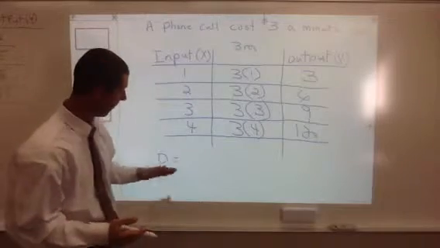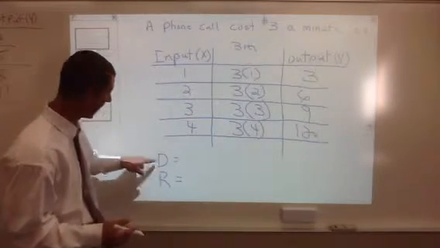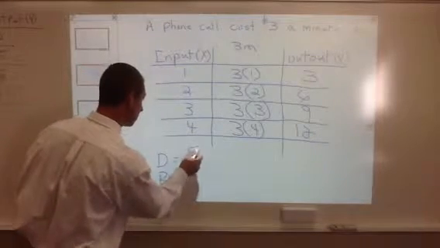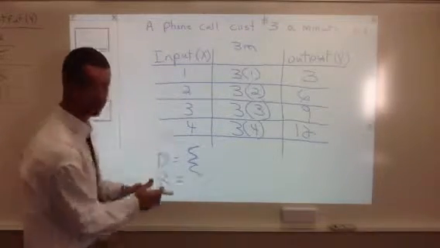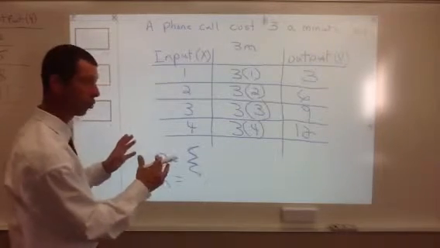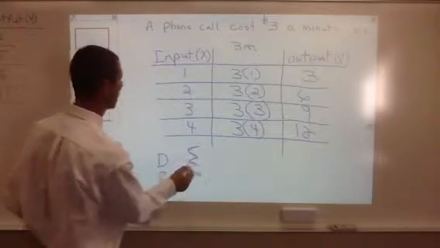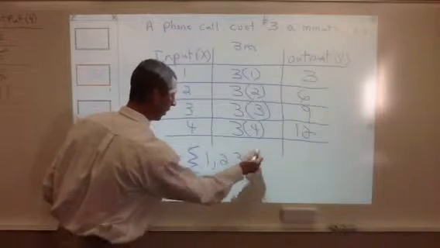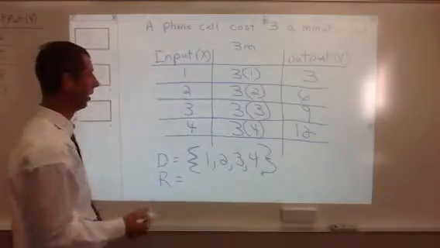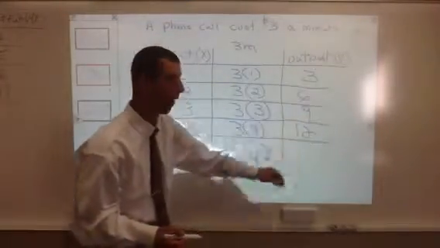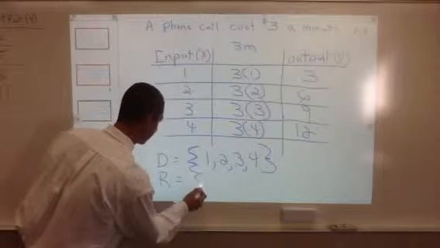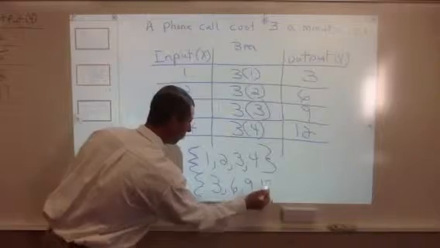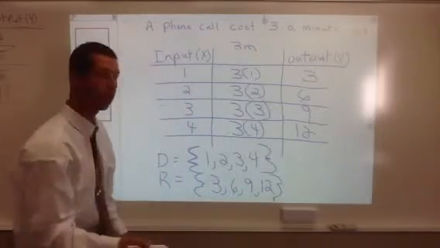Now we've got to state the domain and the range. The domain is nothing more than the input values, and we use a little symbol to indicate that. That means that it is a group of numbers, a set. This is a set symbol. So 1, 2, 3, 4, and we'll put that symbol here. Range is going to be our outputs, our Y values. So 3, 6, 9, and 12. Okay, and that is a function.